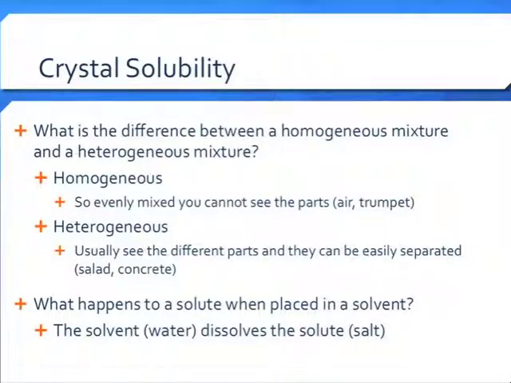What is the difference between a homogeneous mixture and a heterogeneous mixture? Homogeneous is so evenly mixed you cannot see the parts, such as air in a trumpet. Heterogeneous, you usually see the different parts and they can easily be separated. A salad, you can pull out the parts you don't like. Concrete, you could break apart. What happens to a solute when placed in a solvent? The solvent, in this case water, dissolves the solute, which would be salt.